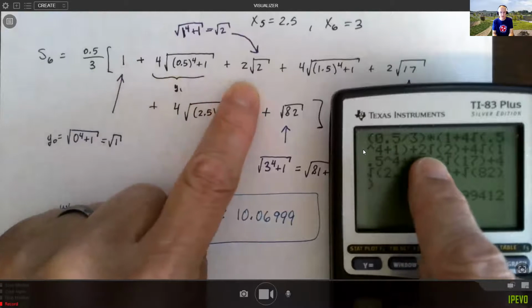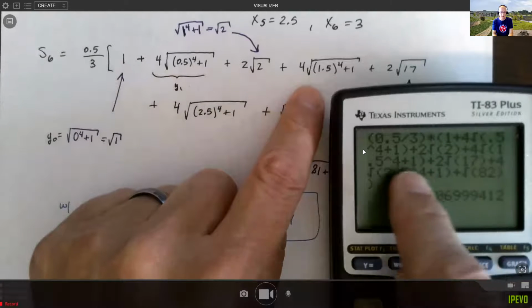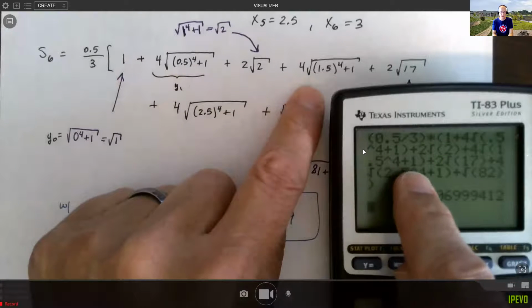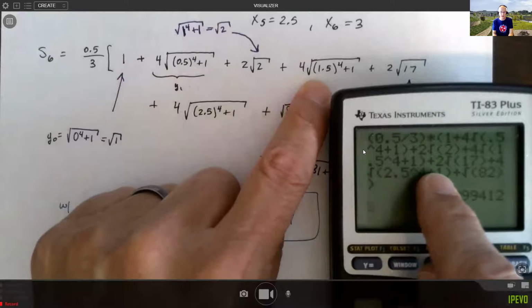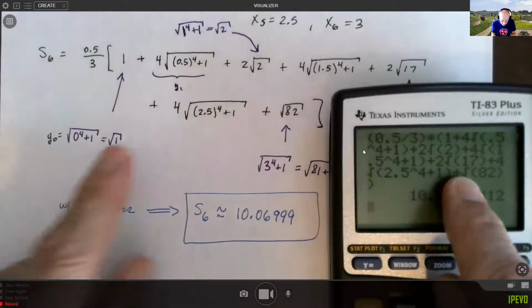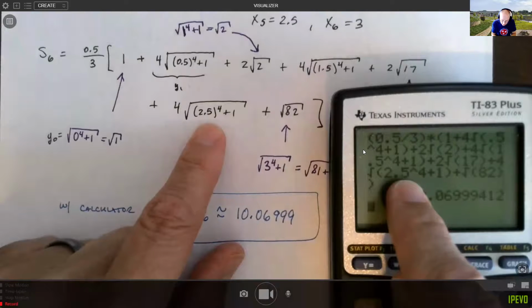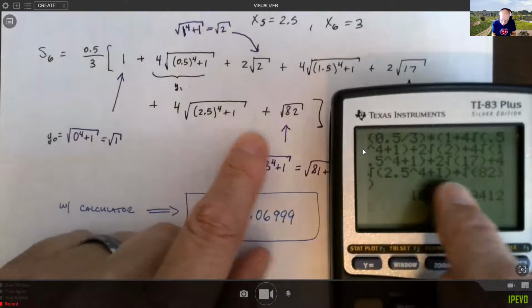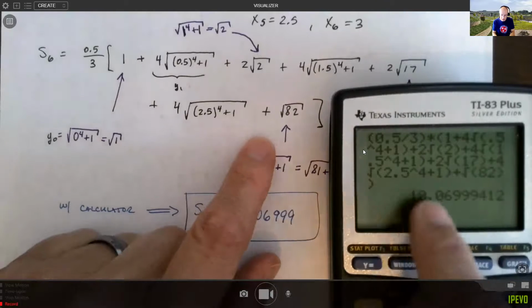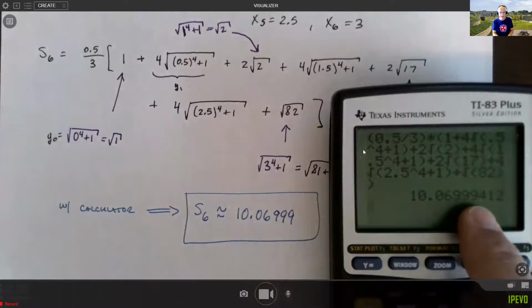Plus 2 times the square root of 2 plus 4 times the square root of 1.5 to the 4th plus 1, all in parentheses, plus 2 times the square root of 17, right? That's that part over there. And then plus 4 times the square root of 2.5 to the 4th plus 1, and then plus the square root of 82. So being careful to do all that, hit enter, and you get this, which if I round it to the 5th decimal place, I get this.